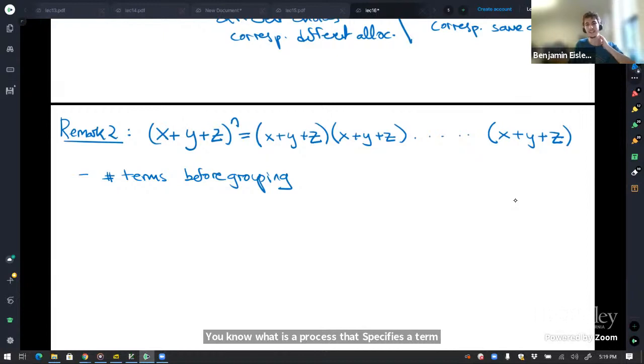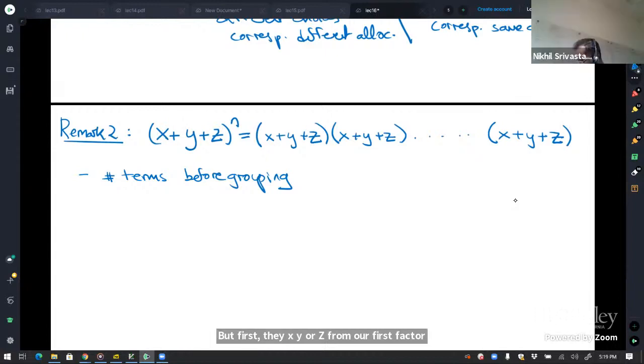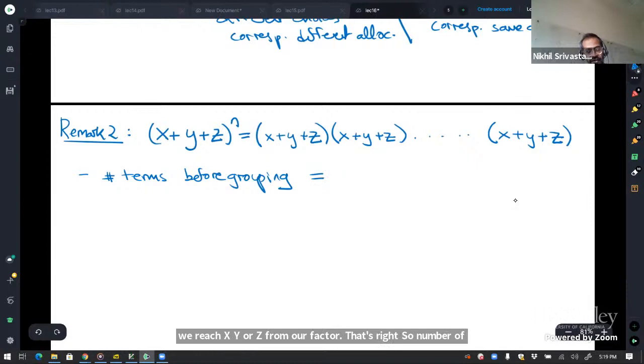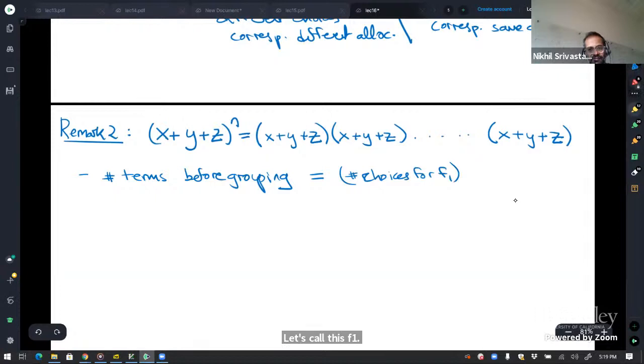First, choose the x, y, or z from our first factor. Then choose x, y, or z from our second factor, and so on, until we reach x, y, or z from our nth factor. So the number of terms before grouping is just the number of choices for the first factor, let's call this F1.